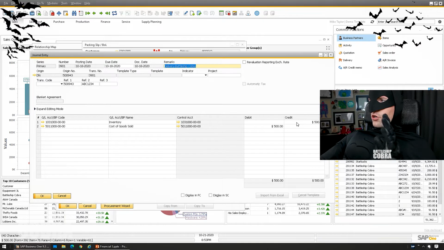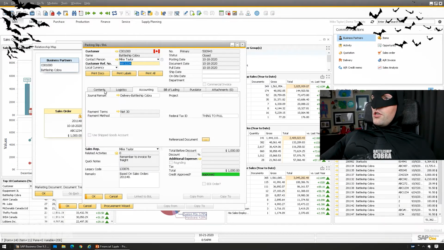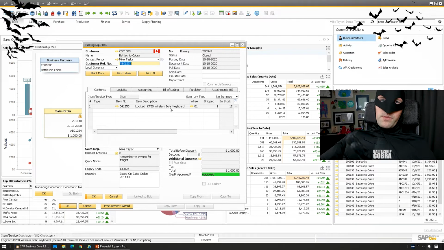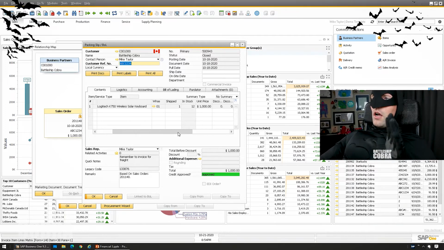inventory. Again, you're issuing inventory out. So inventory down. What you own, a $500 piece of inventory is now out. That was on your balance sheet and now it is gone. And then cost of goods sold is increased by $500. Okay. So we have $1,000 unit price, but the cost of this keyboard, it's a very expensive keyboard. The cost of this keyboard on the books is $500.